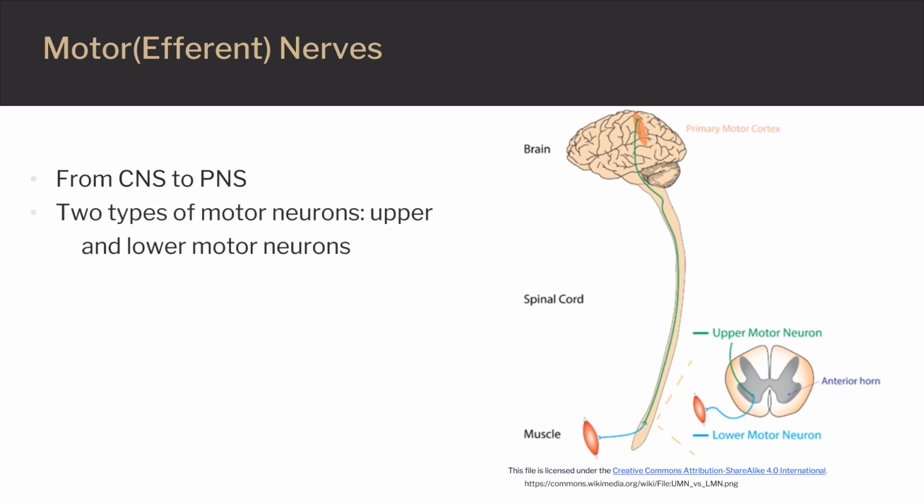There are 2 types of motor neurons. Upper motor neurons. These are neurons which travel between the brain and the spinal cord, and lower motor neurons. These are neurons which travel from the spinal cord to the muscles of the body.